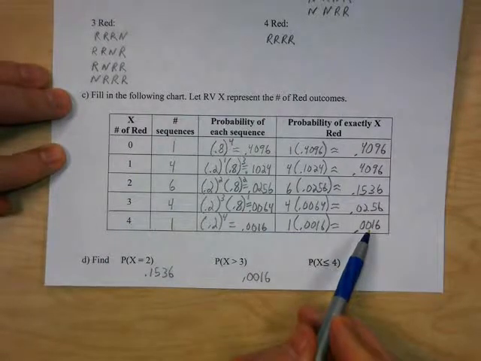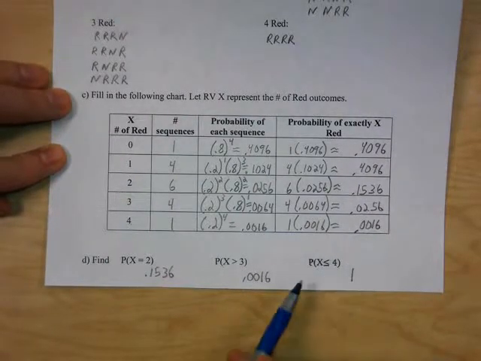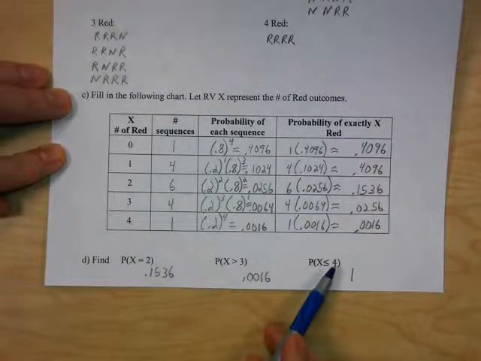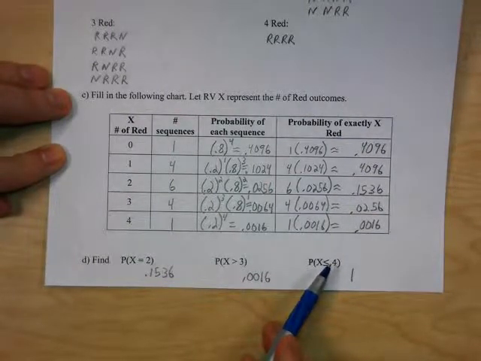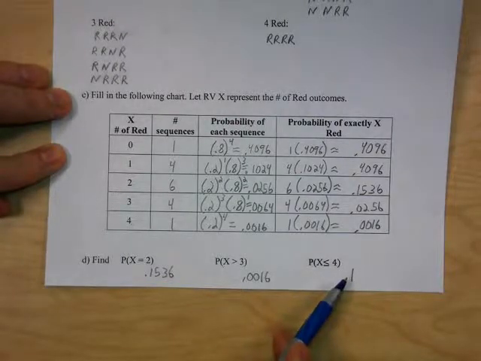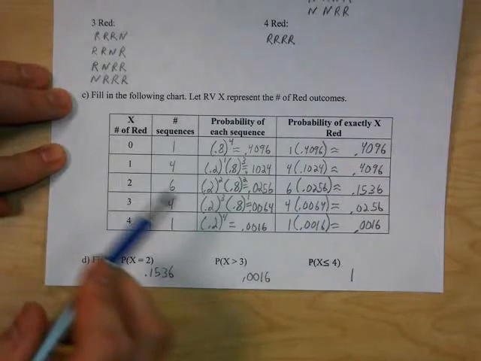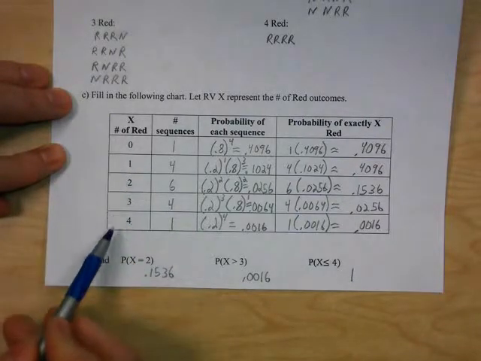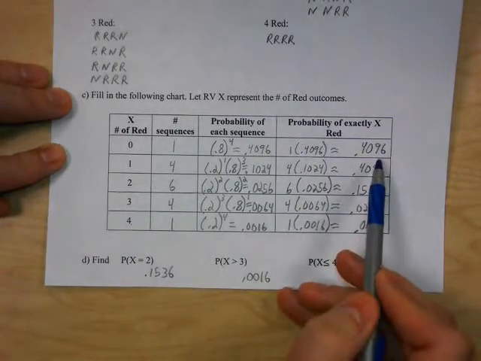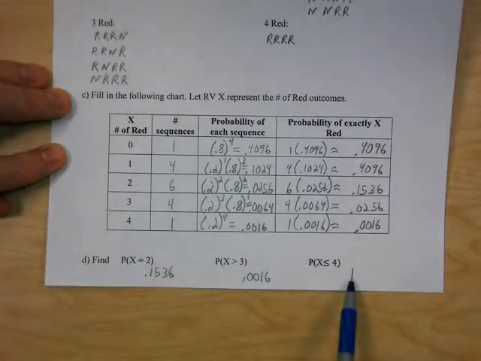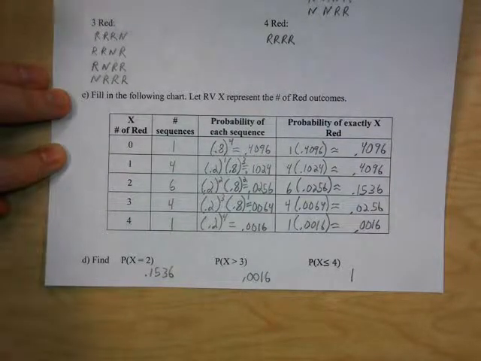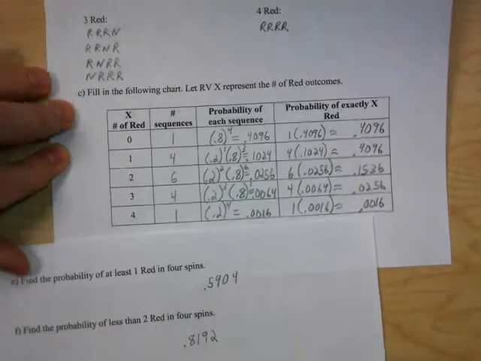So that's 0.0016. The probability x is less than or equal to 4 is saying the probability you get less than or equal to 4 red dots. I'm sorry, 4 red spins. That would be a total of 1. So you get 0, 1, 2, 3, or 4, and you add all these up, you get 1.